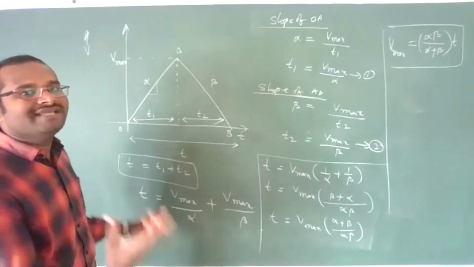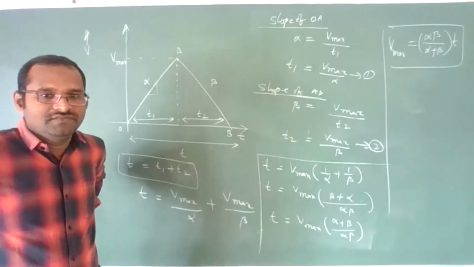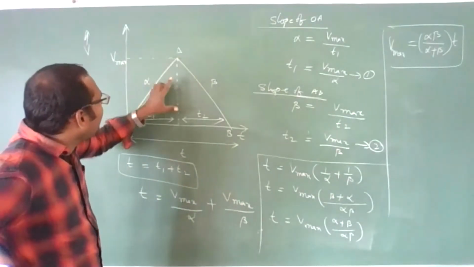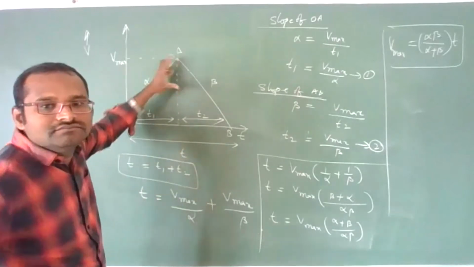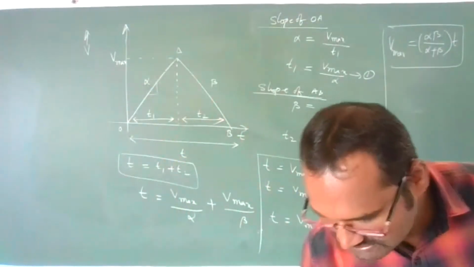Okay. My question is, what is the total distance or displacement? How much? Can you find? Distance is equal to area under this graph. Half into base, t, into height, V maximum. That's it. Very good. So my question is.